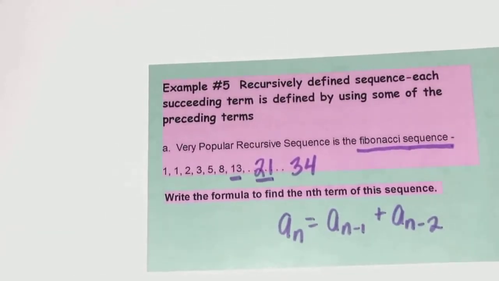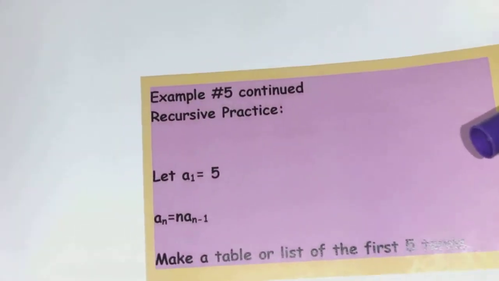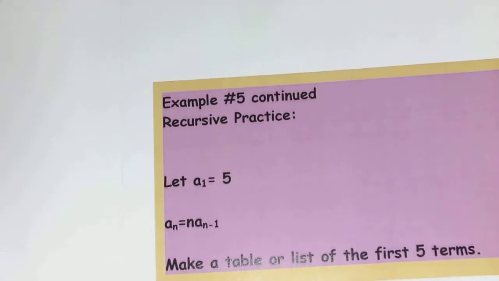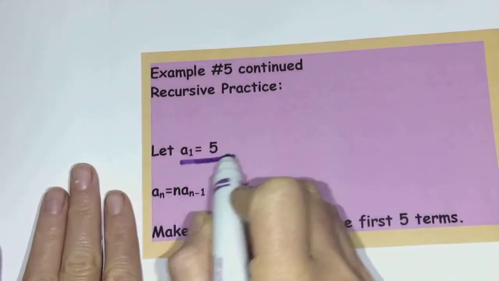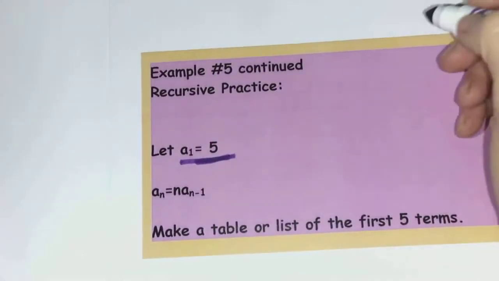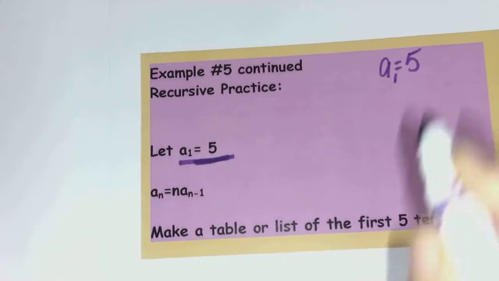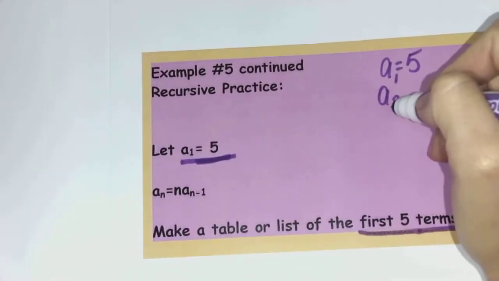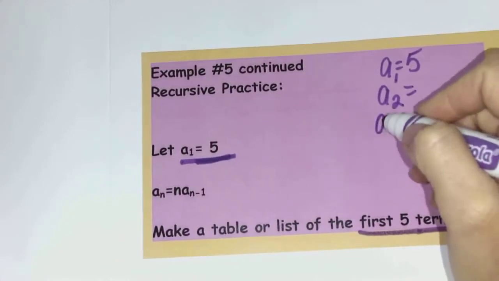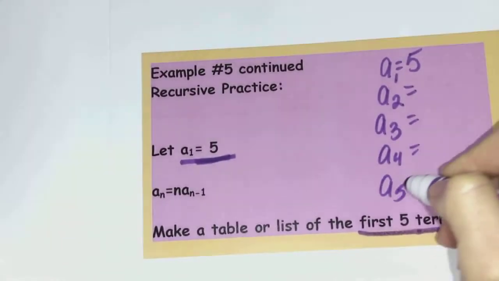Next one. This is also recursive. It's example 5, but this is continued. I have a formula this time. It says let a sub 1 equal 5. For recursive, they must always give you a sub 1. So a sub 1 is 5. And I want to get the first 5 terms. So I want a sub 2, a sub 3, a sub 4, and a sub 5.